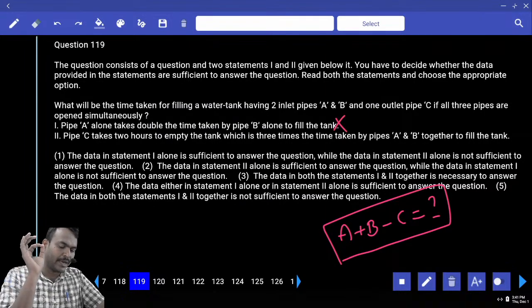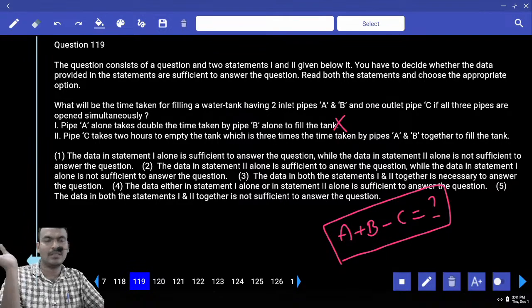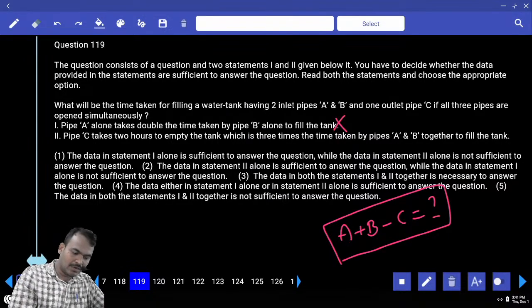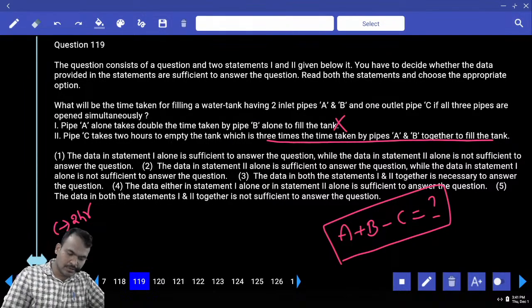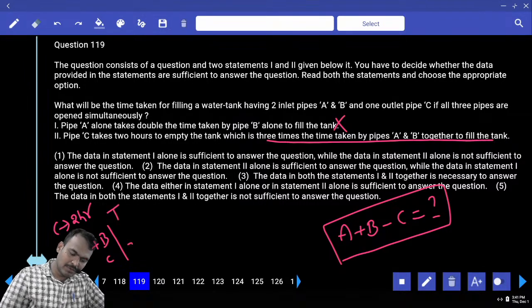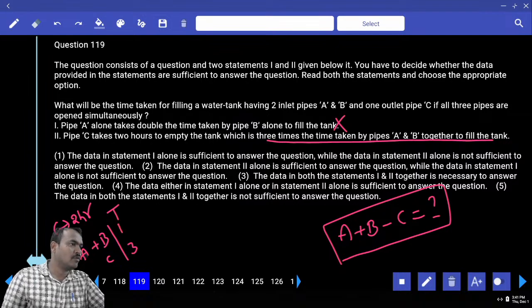Now the second one: pipe C takes 2 hours to empty the tank, which is 3 times the time taken by pipes A and B together to fill the tank or not? And what is the C time given? 2 hours or not? But C time compared to A and B together time, how many times? 3 times or 4 times? 3 times. Suppose A plus B and C. What is the time ratio? C time is 3 parts, A plus B time 1 part. That is the time ratio. What is the efficiency ratio?